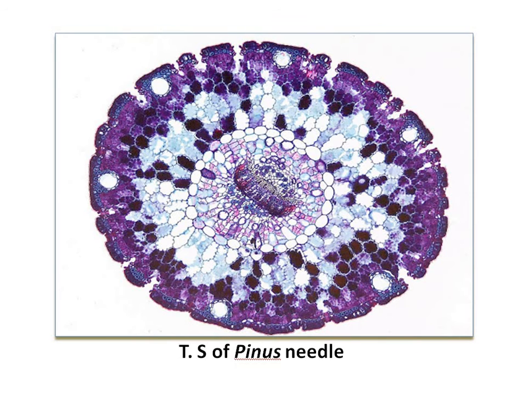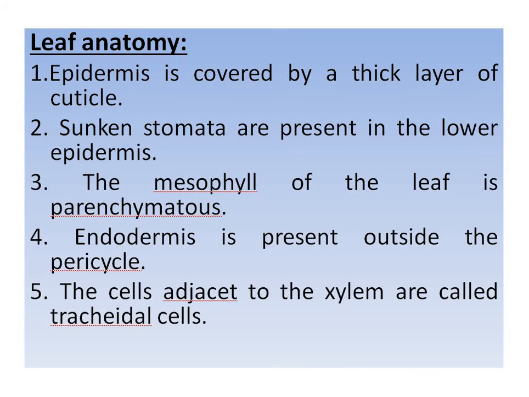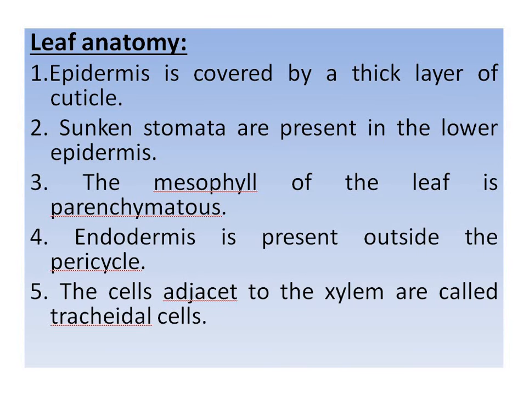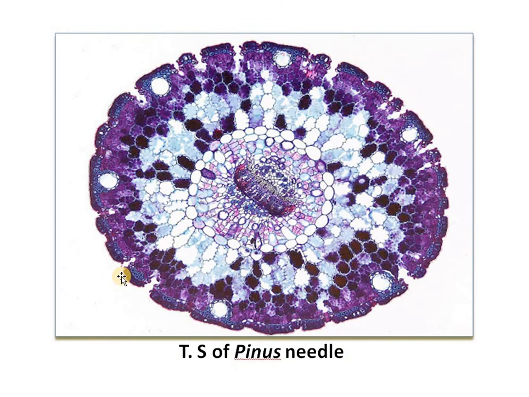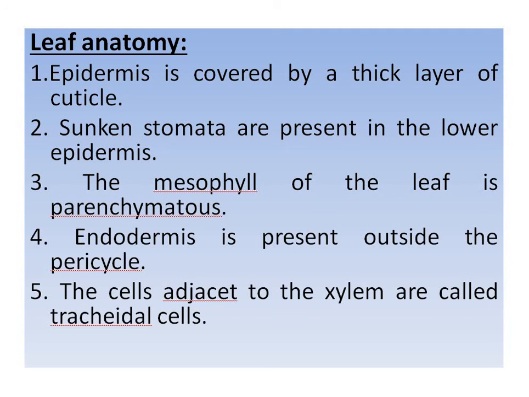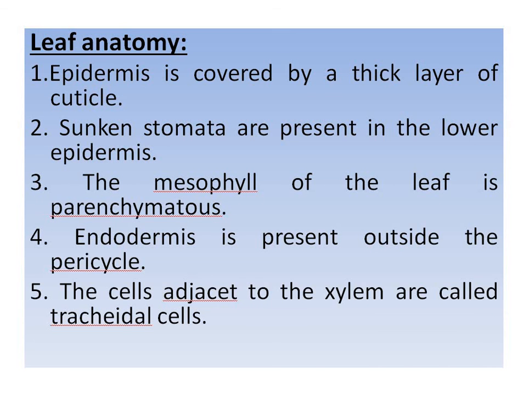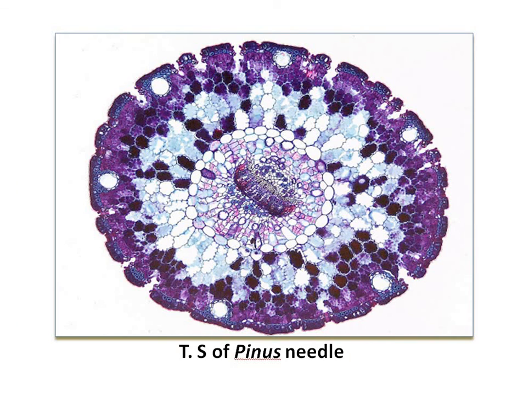Regarding the Pinus needle anatomy, this is the leaf anatomy, that is the leaflet. The epidermis is covered by a thick layer of cuticle. Sunken stomata are present on the lower epidermis. The mesophyll layer is parenchymatous. The endodermis is present outside the pericycle layer, and the cells adjacent to the xylem are called transfusion tracheidal cells.